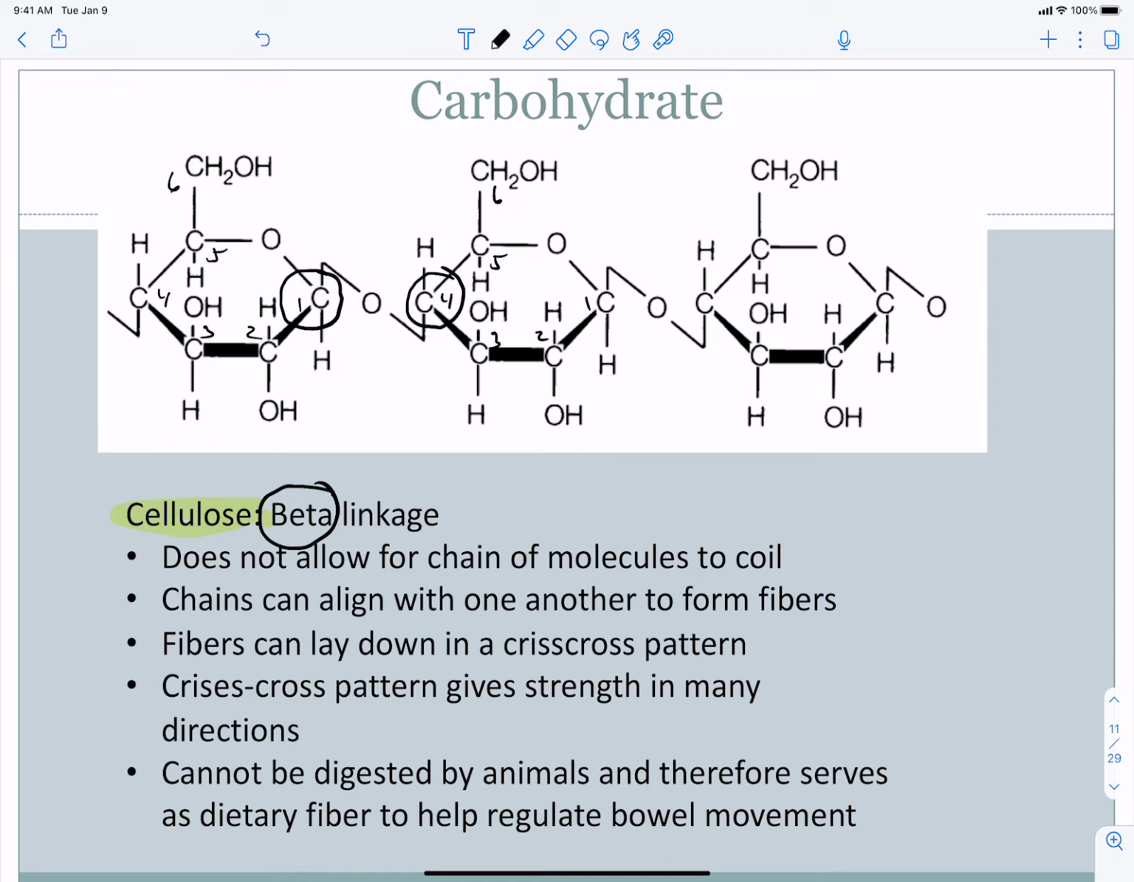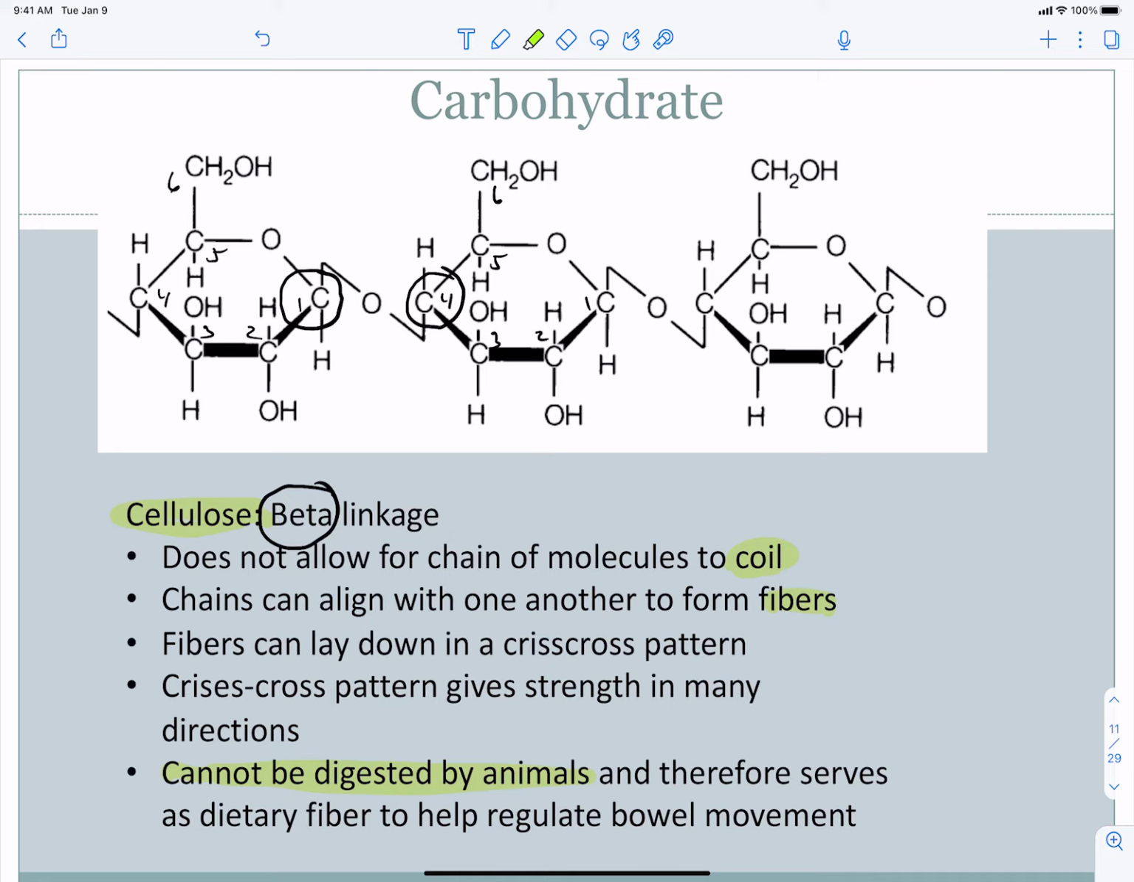So this is important for plants because plants need to have a rigorous cell wall, so you don't have the ability to coil. And the chains are very good at forming fibers, which again is very important for the integrity of a plant cell. Now, the crisscross pattern of these fibers gives it many strengths, but it cannot be digested by animals. Therefore, it serves as a form of dietary fiber.